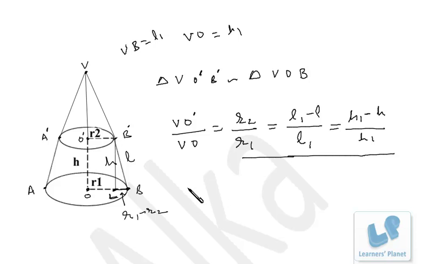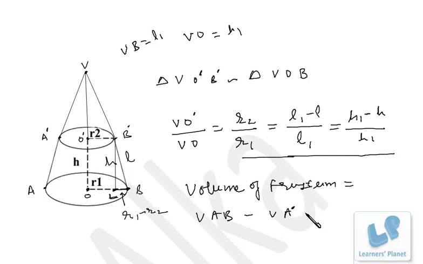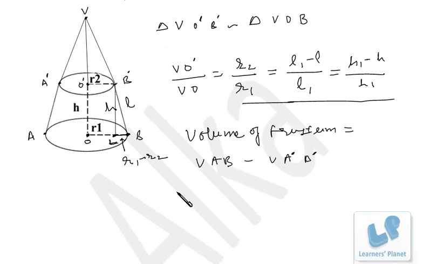So I write volume required, that is volume of frustum will be equal to volume of this cone VAB minus volume of cone VA dash B dash, right? Now you must be knowing the volume of the cone, that is 1 upon 3 pi r square h. So I take common as 1 upon 3 pi r square.